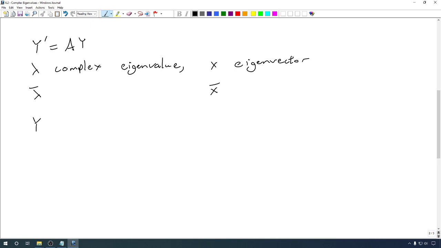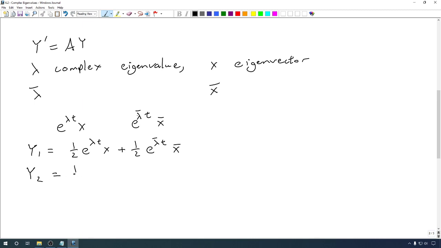So this means that we have two solutions, e to the lambda t times x, and e to the lambda bar t times x bar. Any linear combination of these is going to be a solution as well, including y1 equal to 1/2 times the first one plus 1/2 times the second one. Also, their difference with the 1/2s.